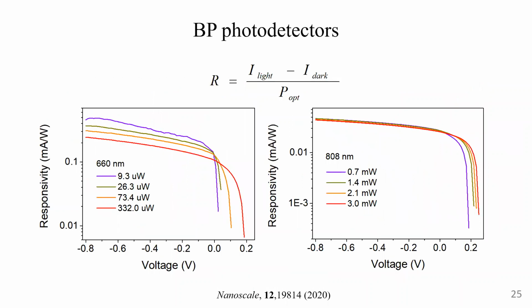And with this IV curve, we have calculated the responsivity, that is the light current minus the dark current divided by the input optical power. The obtained responsivity is in the range of milliamps per watt. This value is comparable with reported black phosphorus photodetectors from liquid exfoliation in the literature.